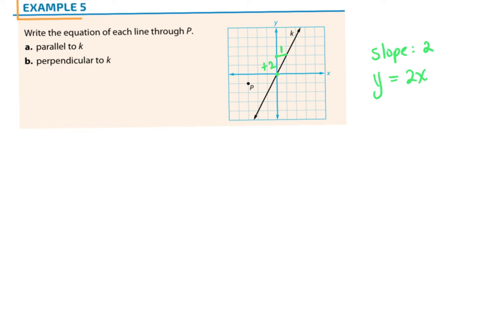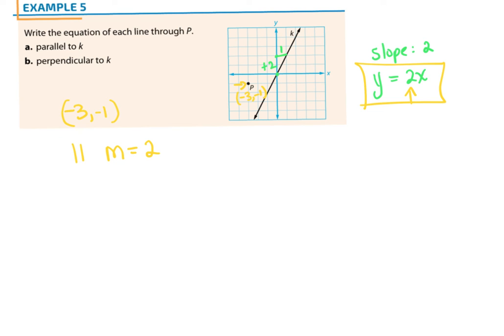If they want it parallel to this line, the only thing I actually care about is the slope. I don't care about the y-intercept at all. I only care about the slope because that's what determines parallel and perpendicular. I need to look at this point P right here. What is this point? Well, this is the point -3, -1. So they want it through the point -3, -1 and parallel to this line right here. So for parallel lines, my slope should be the same. My slope is 2. This slope should be 2.